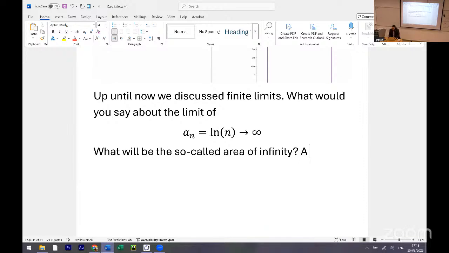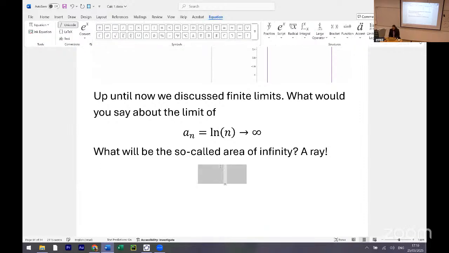A ray. Okay, rather than a segment. It's actually what you said. Ray. It's called a ray. Not array, like in computer science. A ray.